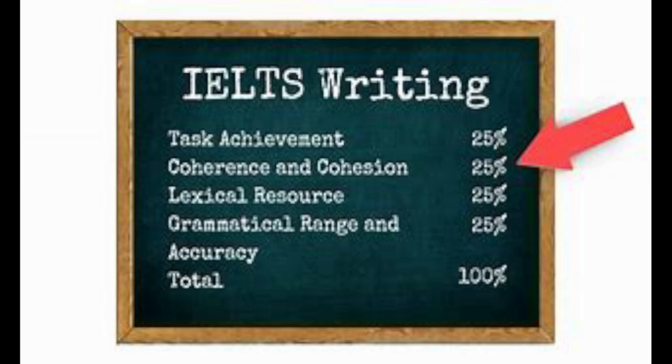Now, the marking criteria, we have the task achievement. You're going to be tested on your task achievement, that is how well you were able to complete or achieve the task that was assigned to you. So if you're asked to write an essay, how well were you able to cover every requirement of that particular essay? Then you're tested on your coherence and cohesion, your lexical resource, and your grammatical range and accuracy. In total, you have 100%, so 25% is assigned to each of these areas. So we're diving straight into what we have for today.